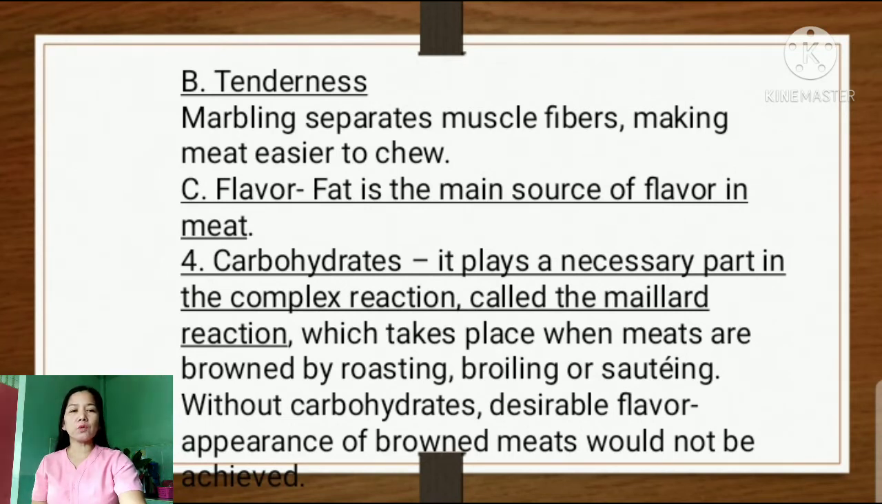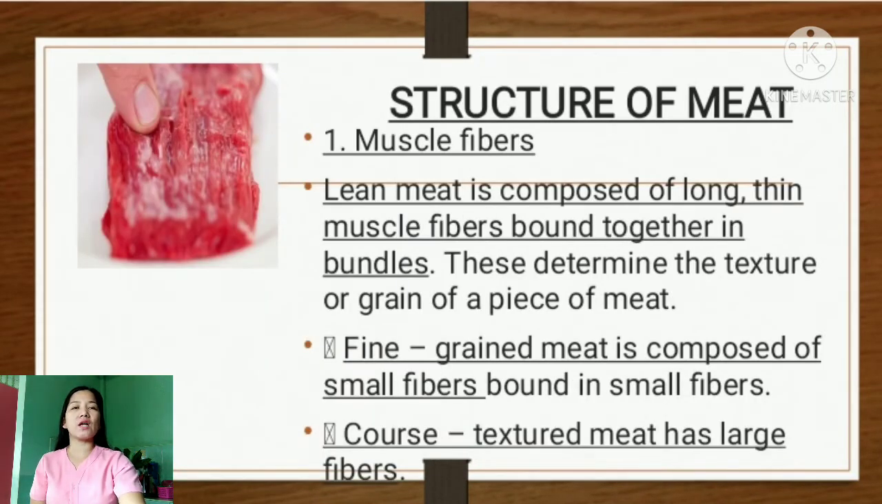So, the fourth component is what we call carbohydrates. Carbohydrates play a necessary part in the complex reaction called the Maillard reaction, which takes place when meat is browned by roasting, broiling, or sauteing. Without carbohydrates, desirable flavor and appearance on browned meat would not be achieved. So, ang dahilan kung bakit ang karne ay nagiging kulay brown kapag naluto na, specifically kapag ito ay ating piniprito, or ginisa, or sinangkutsa, kaya siya nagiging kulay brown, that is because of the carbohydrates which is responsible for the Maillard reaction.